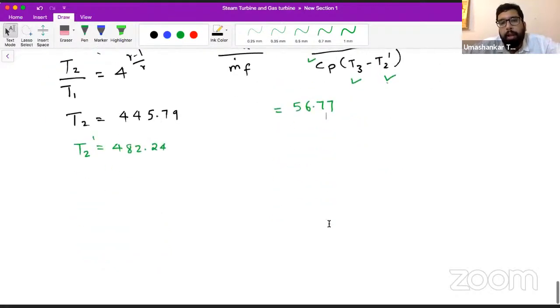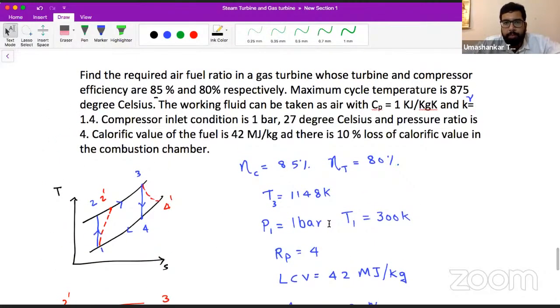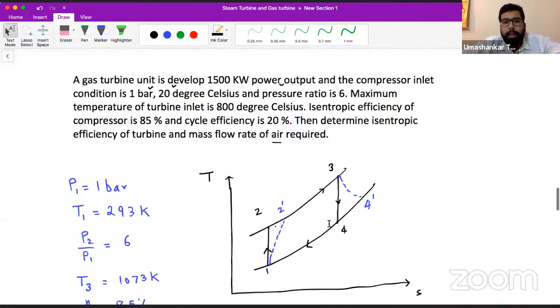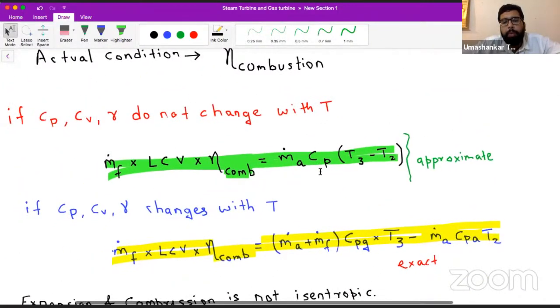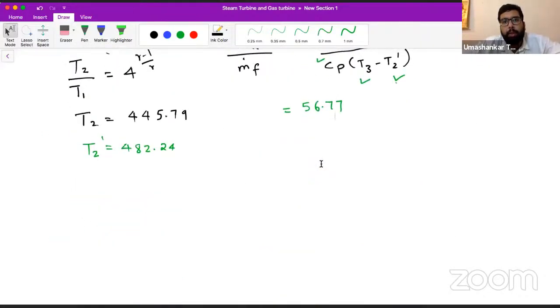Okay, now you guys are able to see this. We have moved to some extent from the ideal condition to the actual condition, in which we have now considered the combustion efficiency and the isentropic efficiency. Now listen to me carefully. From this question, it must be very clear when to use which formula. This formula we have used in this question since CP, CV, gamma were not changing with temperature. But if they change with temperature, we have to use the exact solution. We are going to see that also.